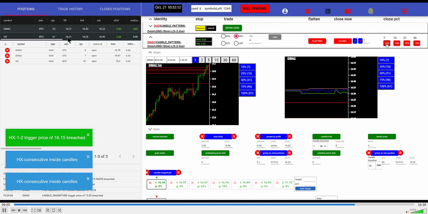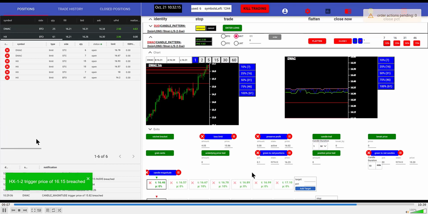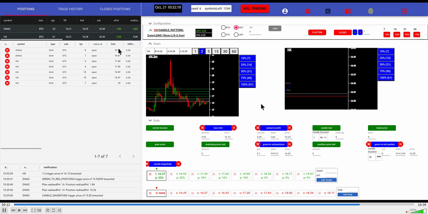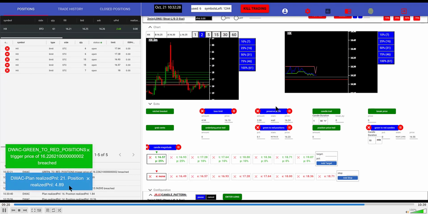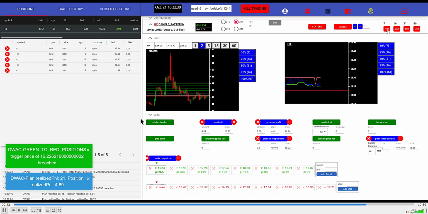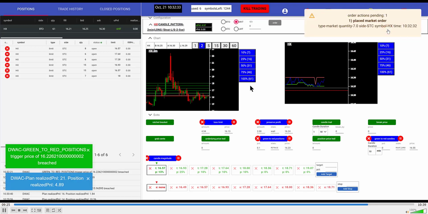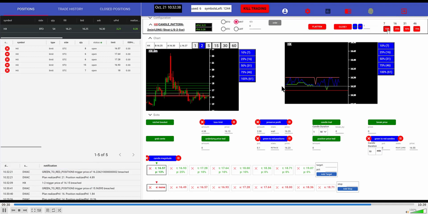Oh, and while I was in this, HX triggered on its own. So you can see that the automation will work on multiple trade plans. So HX entered and then DWAC closed on its own, made a little under 5. And then with HX, I just clicked 10% again. So it's a quick, easy way to take some money off the table. You don't have to worry about existing orders conflicting. The software adjusts all that behind the scenes.